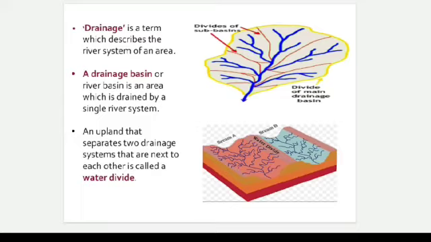And the area which is drained by a single river system, that is known as drainage basin. Sometimes any upland or mountain that separates two drainage basins or two drainage systems, that upland or mountain is called as water divide.